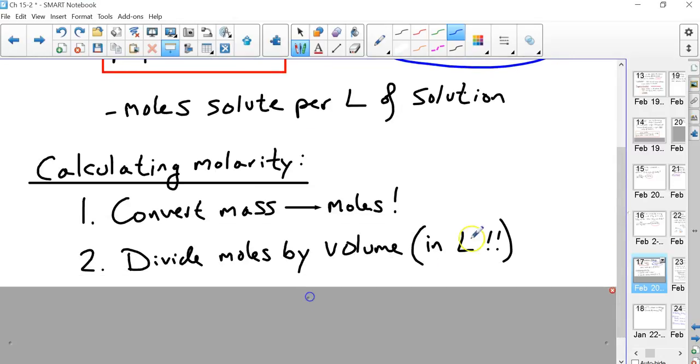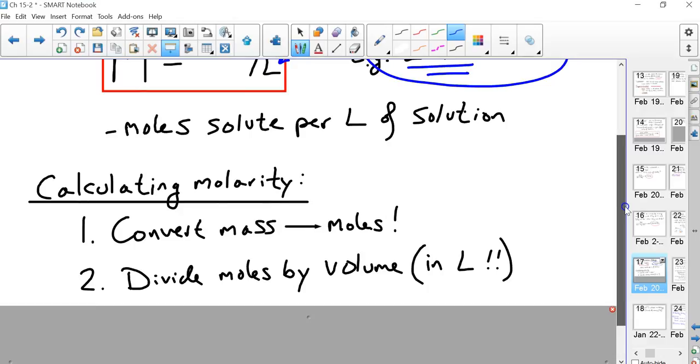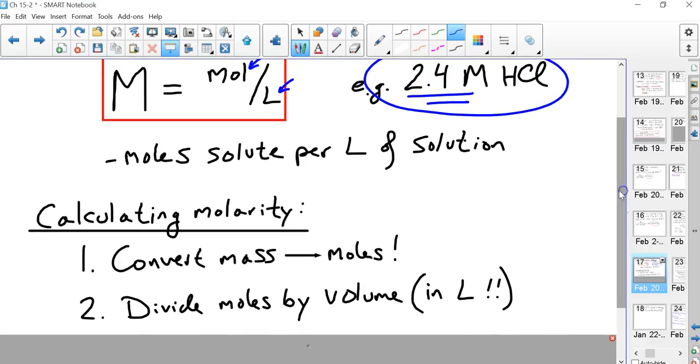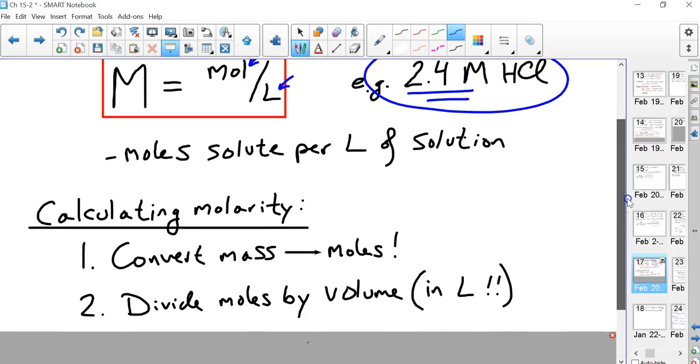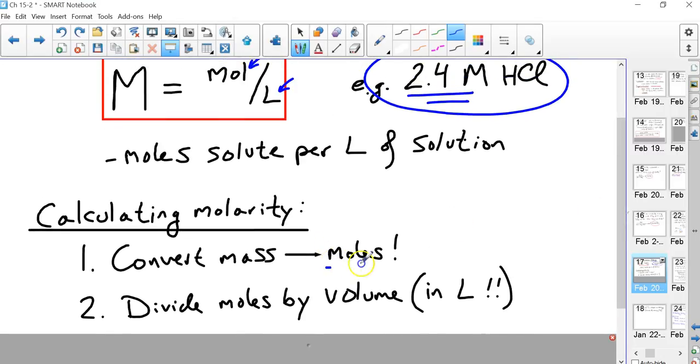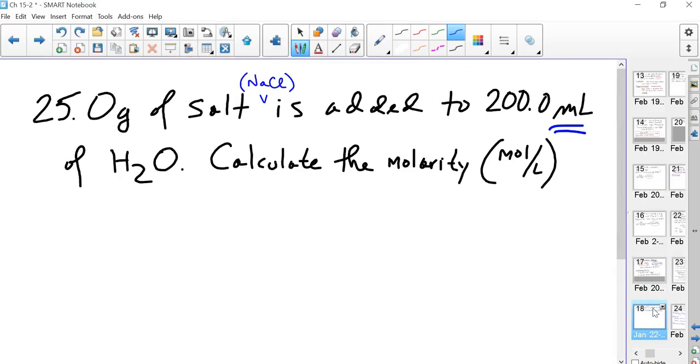And there's a little calculation involved, but it's simple. You may have to do the old mass to moles conversion, and I hope you remember how to do that. We'll practice a little bit, but first you've got to find the number of moles, so you may have to convert mass to moles, and then of course divide by the volume, but in liters, so be careful, don't divide by milliliters. So here's another example.